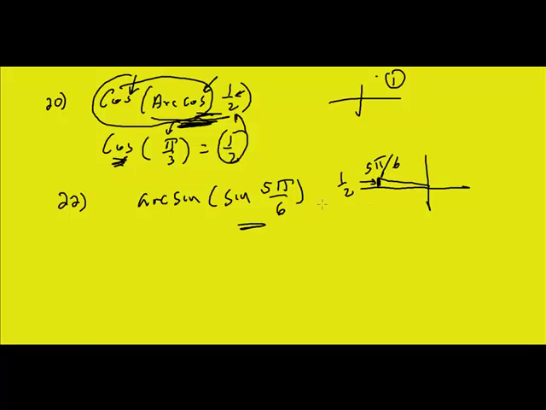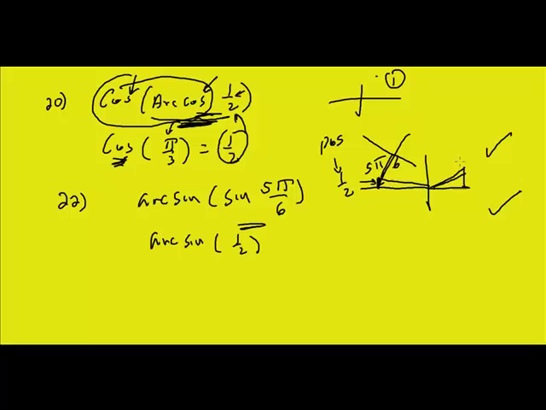Okay, so here's the problem. I have an arc sine, which means the same thing as sine inverse, of 1/2. But sine inverse does not exist in this quadrant. Sine inverse exists only in this one and this one. Since 1/2 is positive, we have to find where it's positive. So sine inverse is positive there.